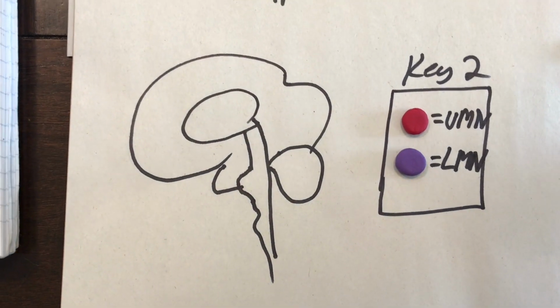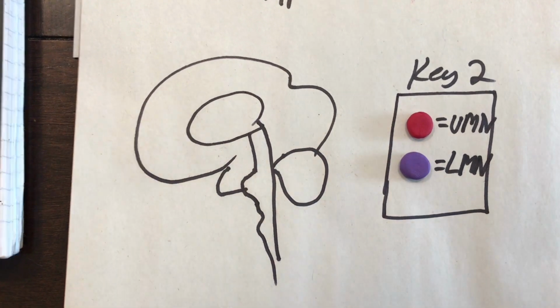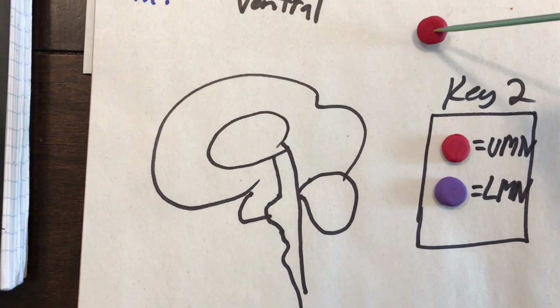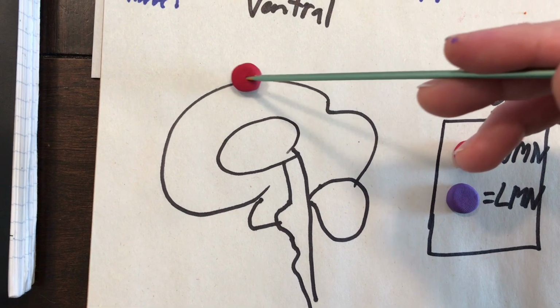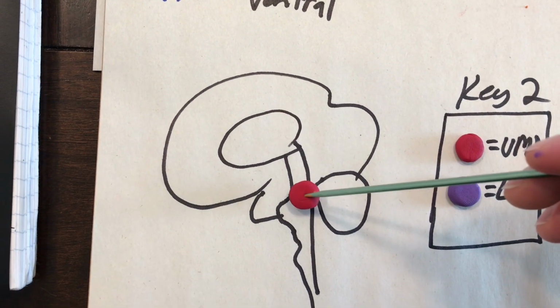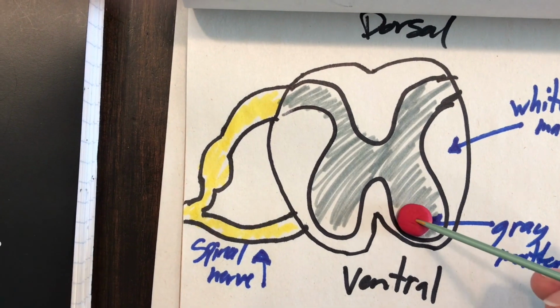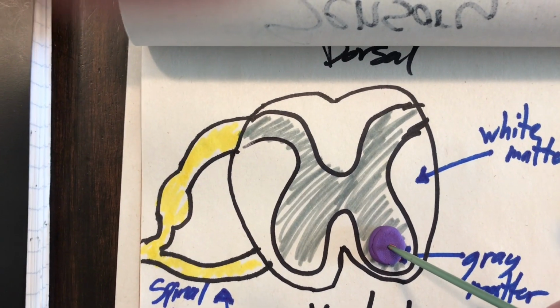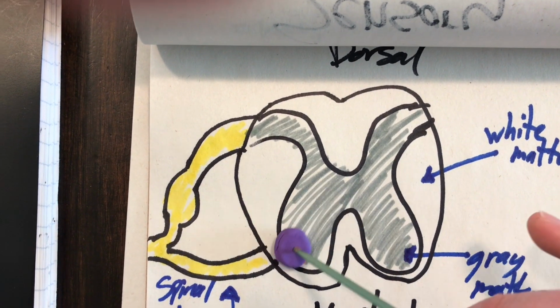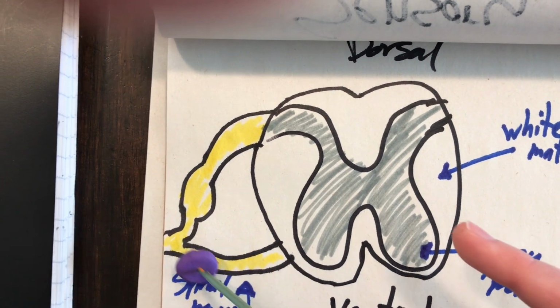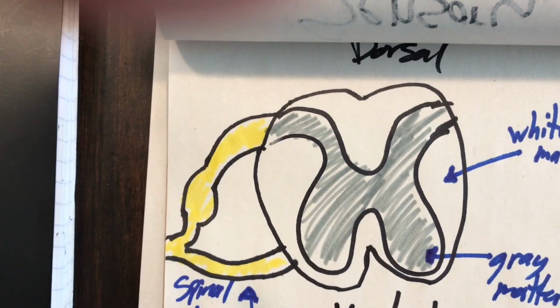Motor pathways involve upper motor neurons and lower motor neurons. The upper motor neuron either starts in the motor cortex or the brainstem and travels down the spinal cord. Lower motor neurons exit the spinal cord via the ventral root, where they go to effector organs.